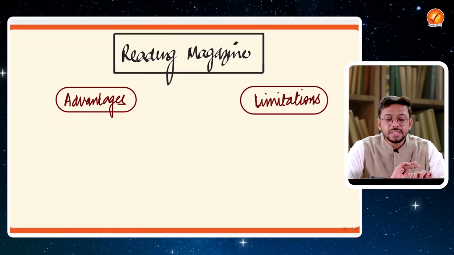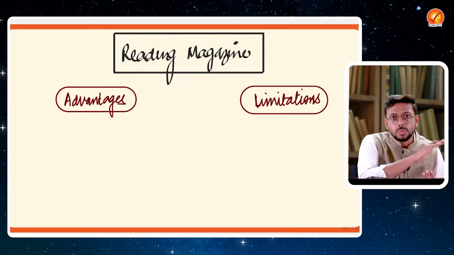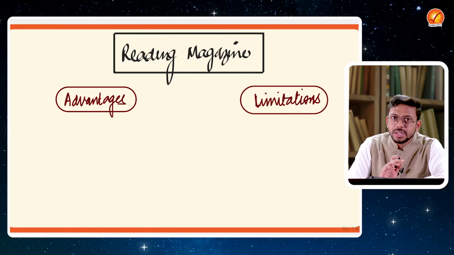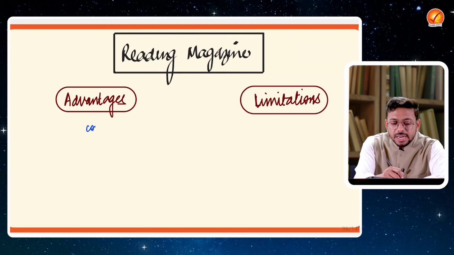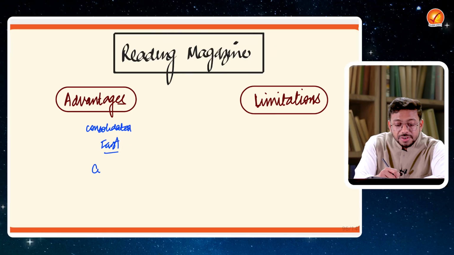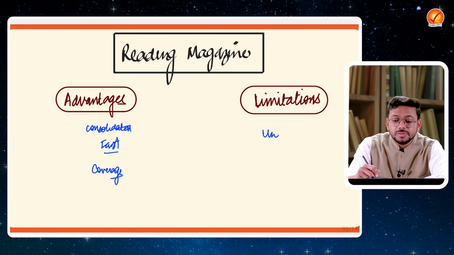Now moving on to reading the magazines. Newspapers was one primary source, magazines is the other. So we have talked about the advantages of magazines. The advantage is that it is highly consolidated, right? You can read it in a very fast manner, covering things very fast. Coverage is really good, right? But the limitations we have talked about in terms of understanding.